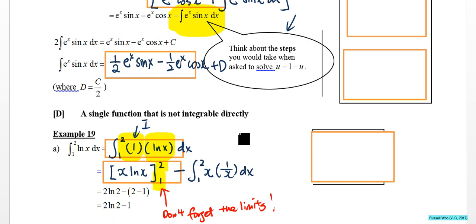I'm not going to say too much. The moral of the story is, if you cannot integrate this directly, you create a 1 and you integrate the 1, differentiate the ln x. Follow? This is one of the tricks.